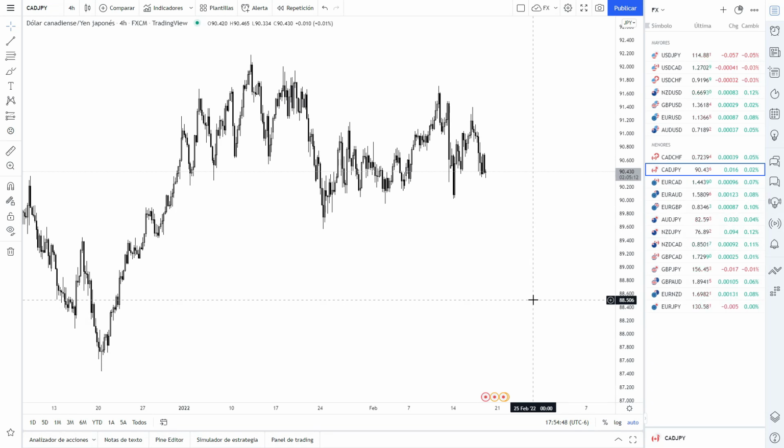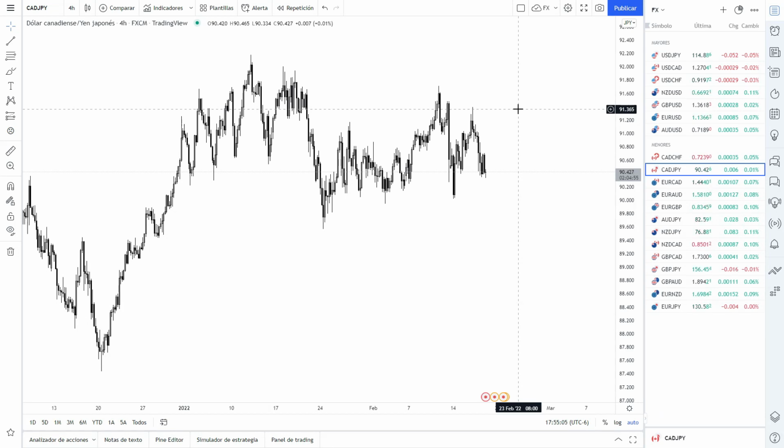But let's get to business. Let's talk about CAD yen. This is a signal I shared with my private group, but unfortunately this signal didn't get filled. But let me give you the breakdown.